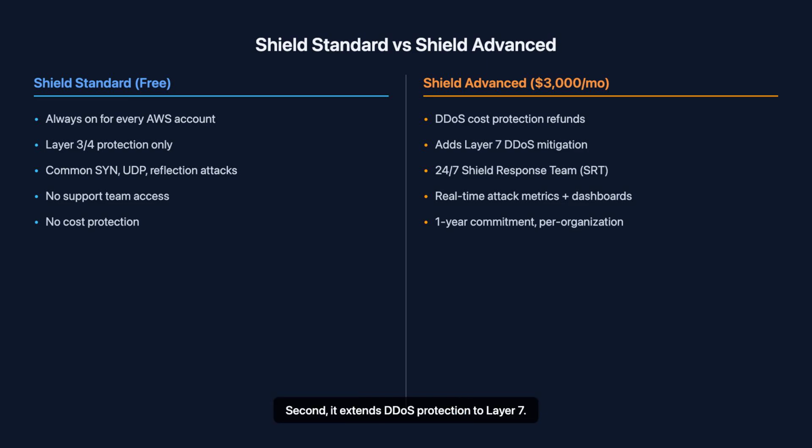Second, it extends DDoS protection to Layer 7. And third, it gives you 24/7 access to the Shield Response Team. That's a group of Amazon Web Services engineers you can call during an active attack.